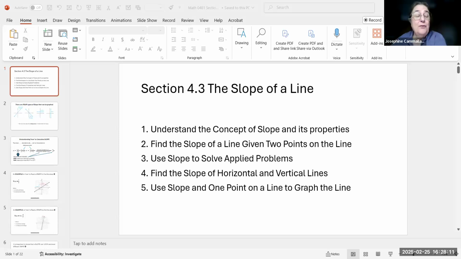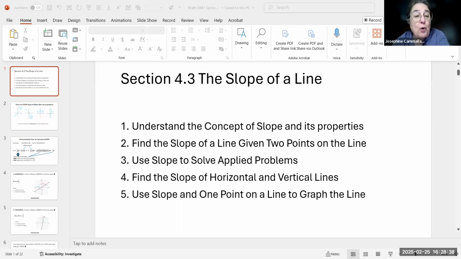Welcome to 4.3. Now, we are going to be talking about slopes. Now, a slope has several different meanings and several different symbols that you are going to be aware of. And you're going to be needing them as we move forward.